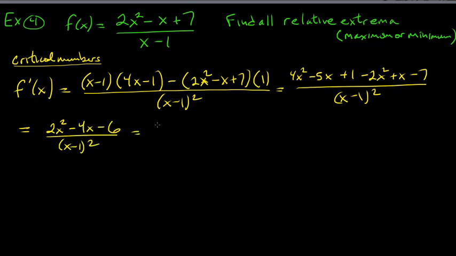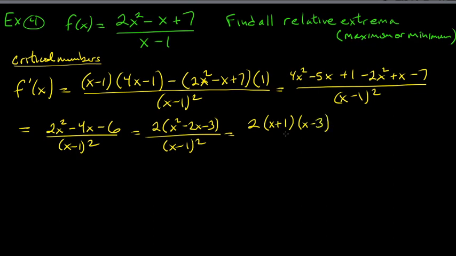And I think we can do one better. We can certainly factor out the 2 in the numerator. And we can factor x squared minus 2x minus 3. So it's x minus 1 times x plus 3. Oh, no, I got it backwards, right? Positive 1, negative 3. 1 minus 3 is negative 2, right? There we go, over x minus 1 squared. So that's the derivative. Right? That's my f prime of x.